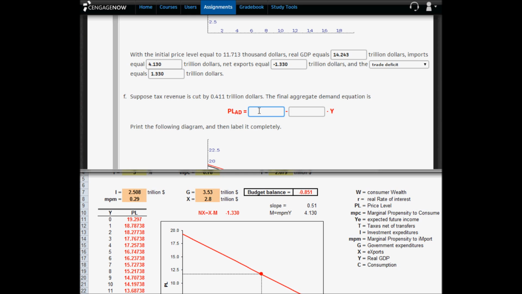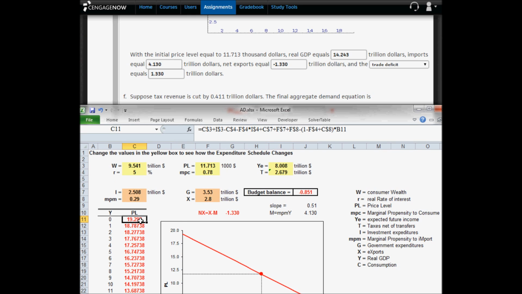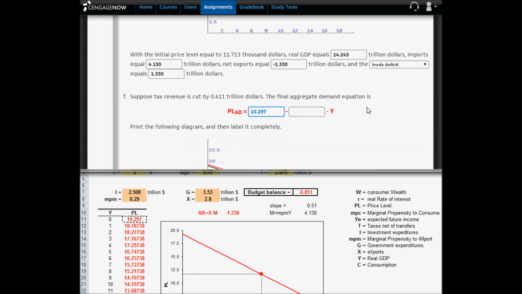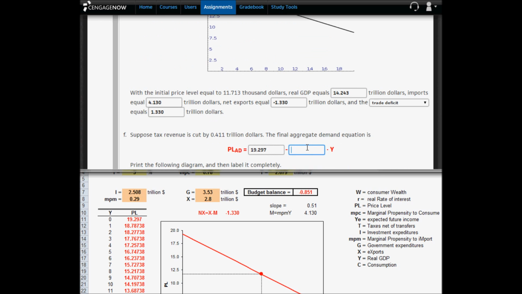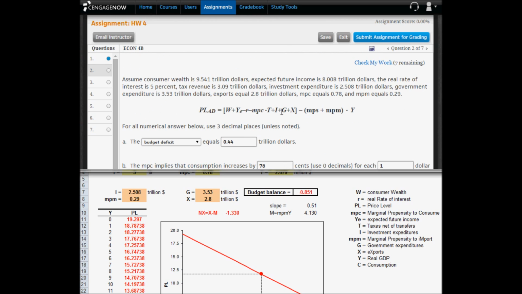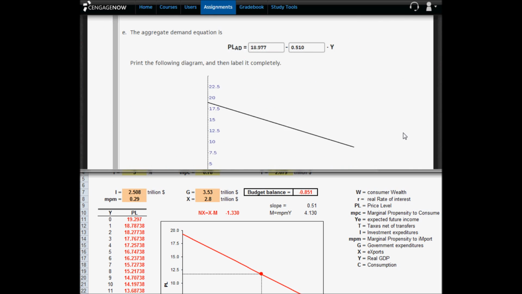The intercept of the new aggregate demand model is higher than it was, is greater than it was. It is now 19.297. It was 18.977. The slope is still 0.510. Recall that taxes are in the intercept of the aggregate demand model. Taxes do not show up in the slope, so the slope does not change.